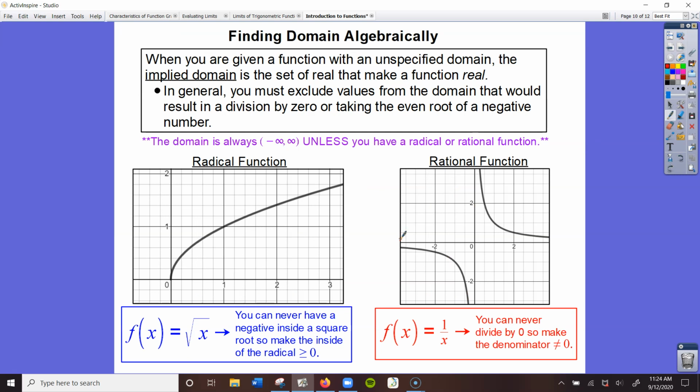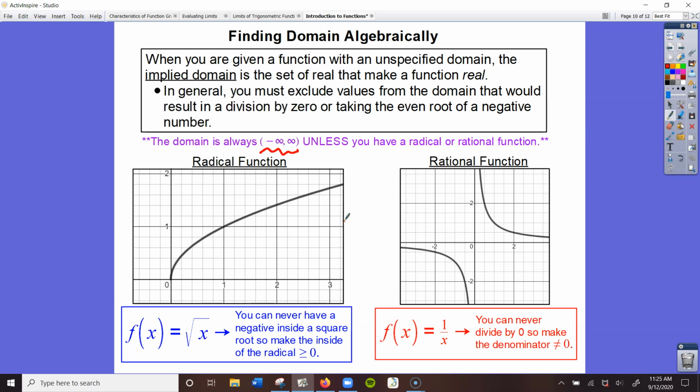Now we're going to examine how to find a domain and range when we don't have a graph. So we don't have that visual cue, but instead, you're going to have an equation. Now, when you have a function's equation, if it does not have a radical and if it is not rational, meaning a fraction, then the domain is negative infinity to infinity because it is a polynomial type function. And all polynomial type functions have a domain of negative infinity to infinity.